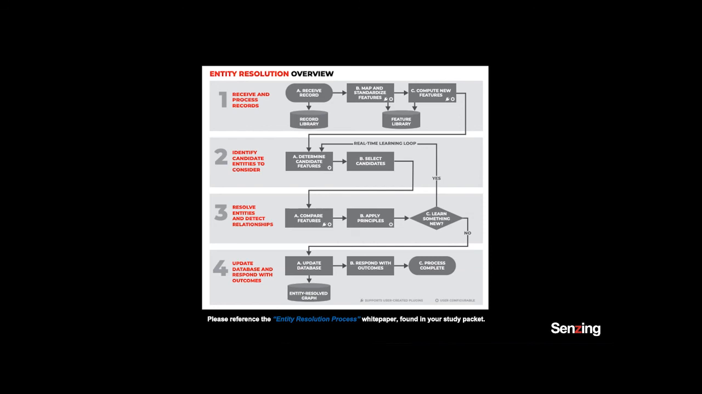And if the answer to that is yes, we go back through and find new candidates again. And we keep doing this until we learn nothing new and we're set with our entity. And then we do step 4, where we update the database and respond with any outcomes. So what comes out of that is, maybe you loaded customer record 12345. What could come out the end on number 4 is that customer record 12345 got resolved to entity number 46.